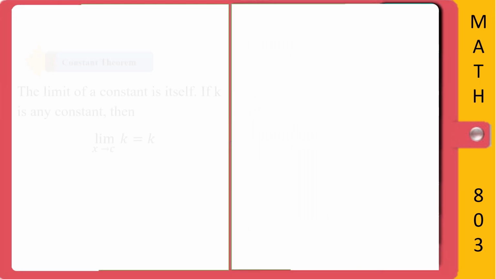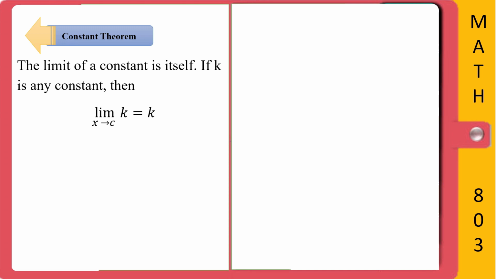First, we have the constant theorem. This theorem states that the limit of a constant is itself. If k is any constant, then the limit of k as x approaches c is equal to k. To understand more, let's have an example. We have the limit of 5 as x approaches 4. Since our constant k is 5, the answer will be 5.